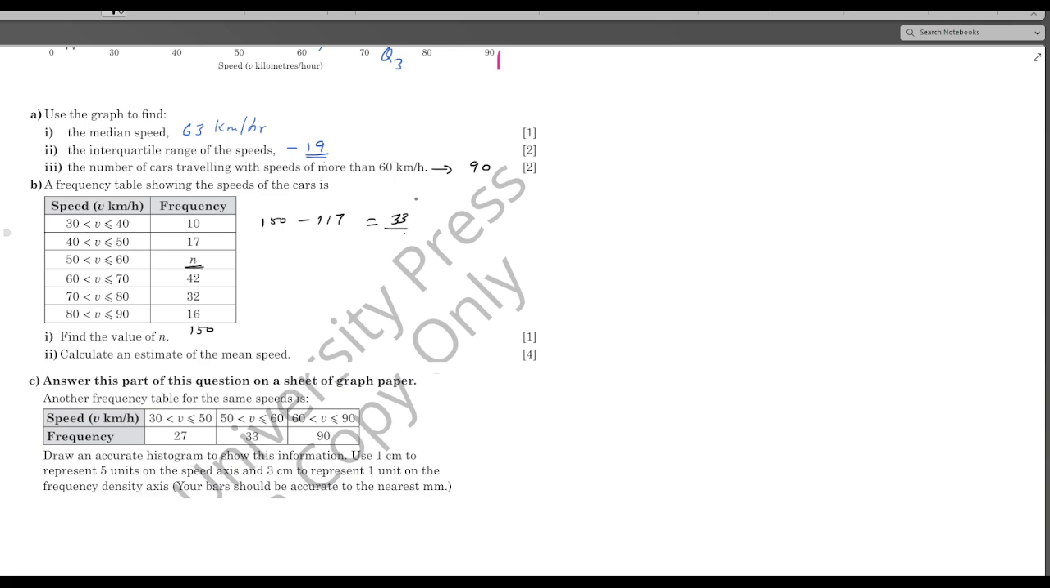Now to get the mean speed, first I will find the midpoint of each class. Let me write them as x. From 30 to 40 it is 35, from 40 to 50 it is 45, from 50 to 60 it is 55, 60 to 70 it is 65, 70 to 80 it is 75, and 80 to 90 it is 85.